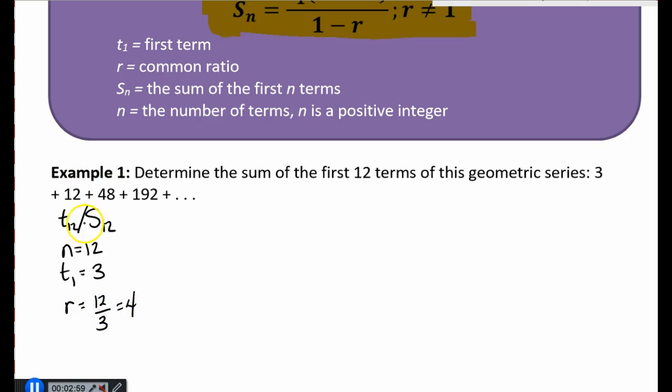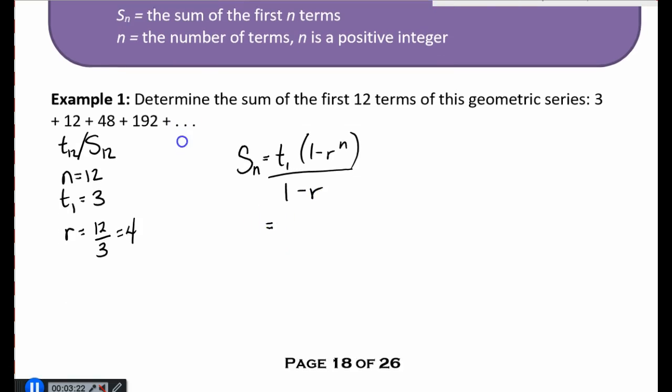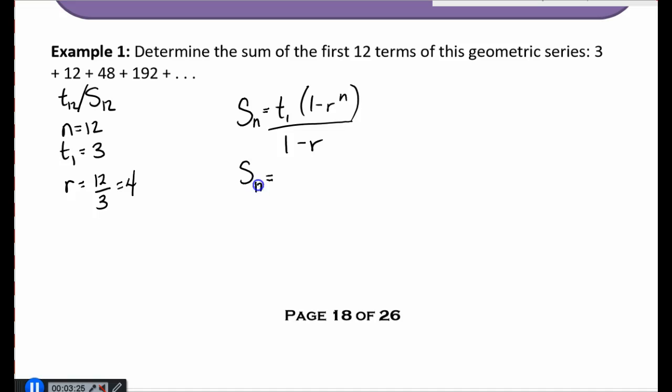Now we can double check that 48 divided by 12 is also 4. So that works out lovely. So we actually have everything we need here. Now we just need to be able to fill in our equation. So I'm going to write it out before I actually start plugging things in. T1 times 1 minus r to the power of n, divided by 1 minus r. Okay, so for S12, we've got 3 multiplied by 1 minus 4 to the power of 12, all divided by 1 minus 4.